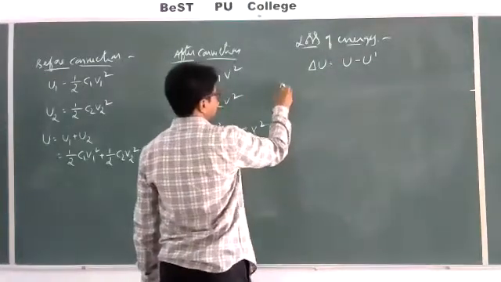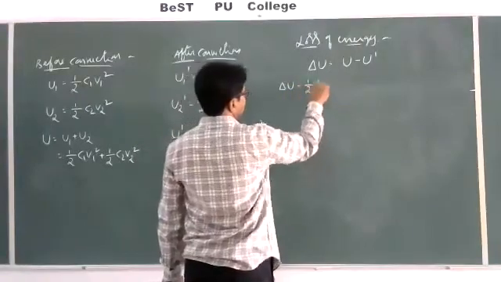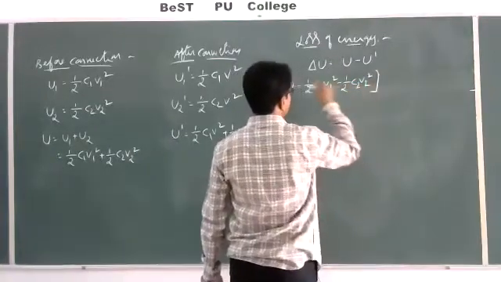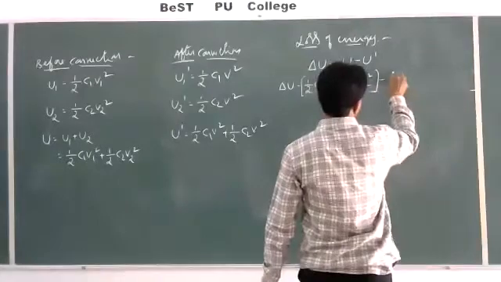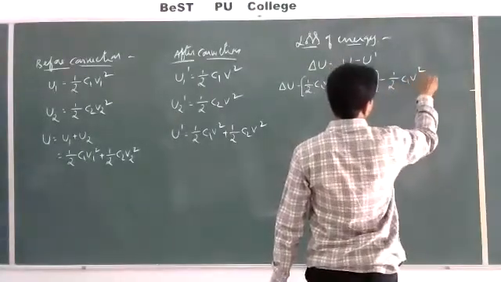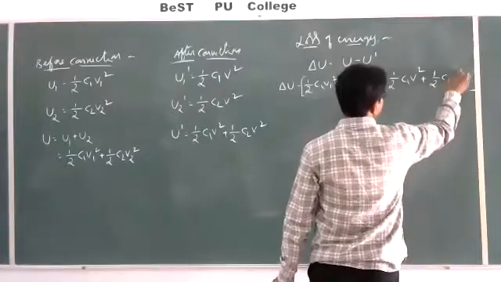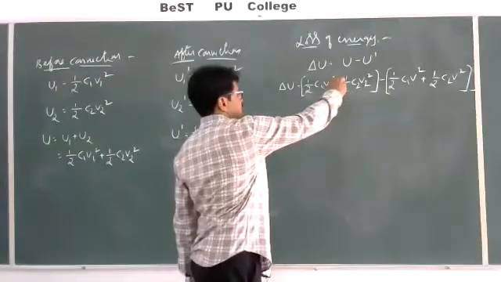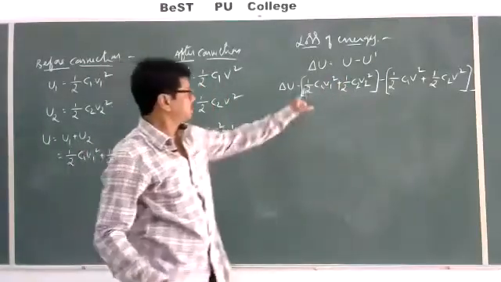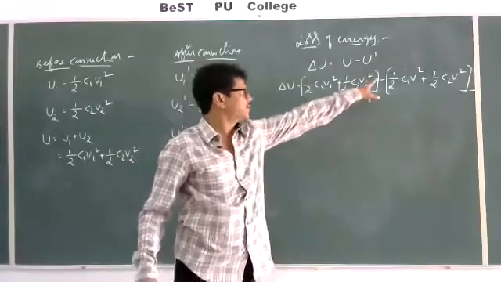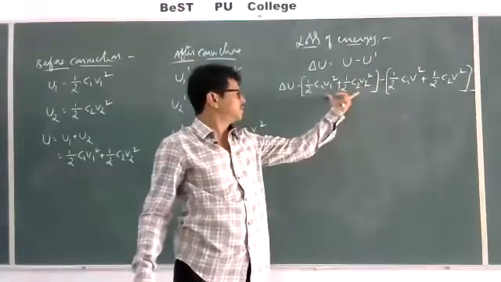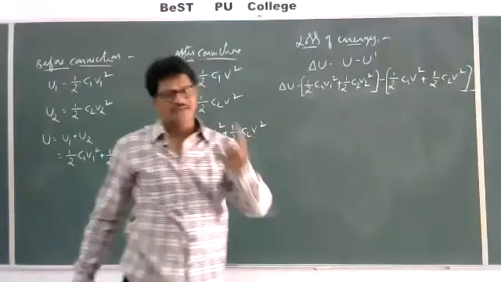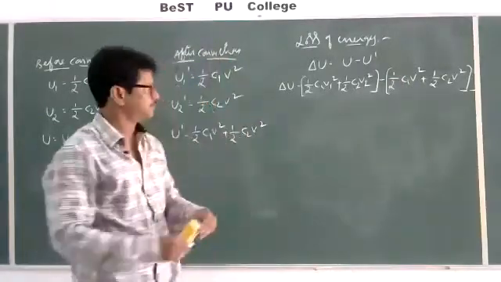Loss of energy: half C1 V1 square minus half C2 V2 square minus half C1 V square plus half C2 V square. Half C1 V1 square plus half C2 V2 square is the initial total energy before connection, minus the total energy after connection. That difference will give the loss of energy.